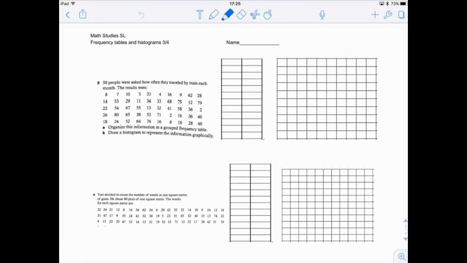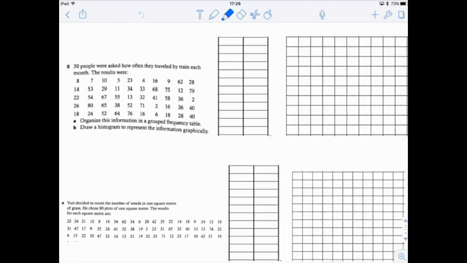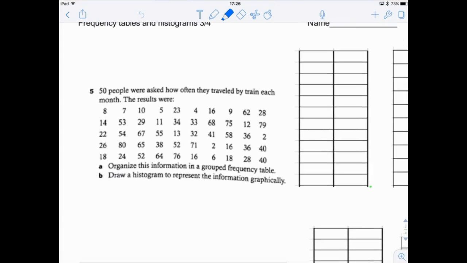Page 3 is a really good practice for your IA because there are pretty open problems here. Let's look first at number 5. They're not giving you the frequency table here. They're giving you the data. So it says 50 people were asked how often they traveled by train each month, and these are the results.